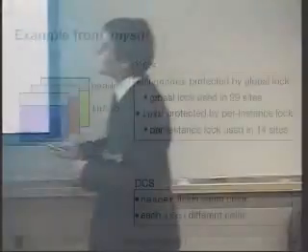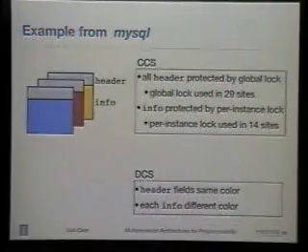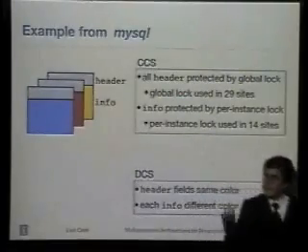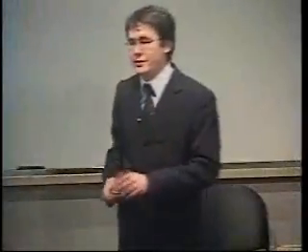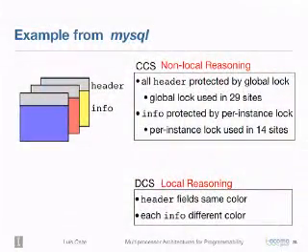Now, with DCS, the programmer will just color all instances of the header field with the same color, and each instance of the info field with a different color. And the system should be able to infer the critical sections, even if you access data directly, because it's enforced by the hardware now, together with software. So are you going to tell us how to figure out where the critical sections start and end? Right, yes, I'll tell you.